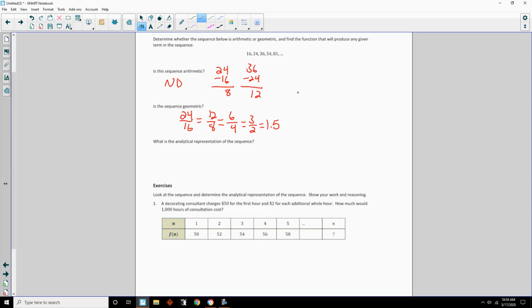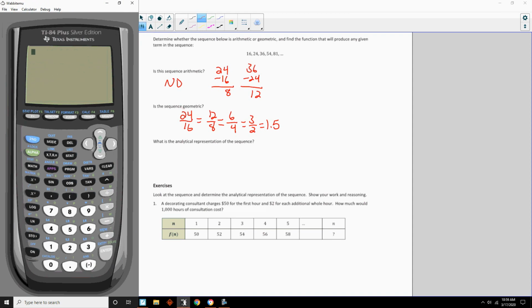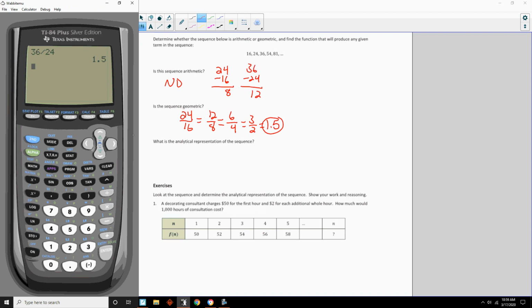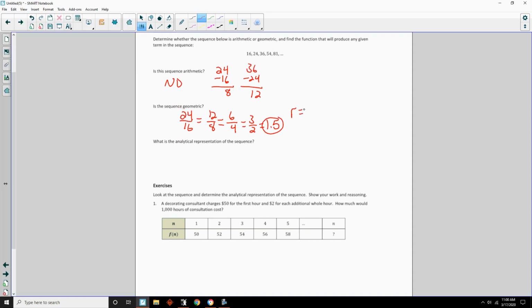Okay? And then we do the same. But I'm just going to save some time here. Go to my calculator. And I'm going to take 36 divided by 24. And that is 1.5. So it's again 1.5. So we're going to keep doing that. And we do 54 divided by 36, and that equals 1.5. Take 81 divided by 54, and we got 1.5. So r equals 1.5. And is the sequence geometric? Yes. It has a common ratio of 1.5.